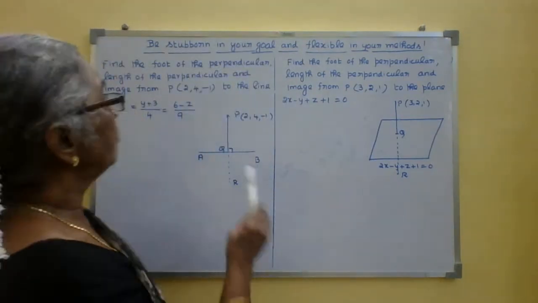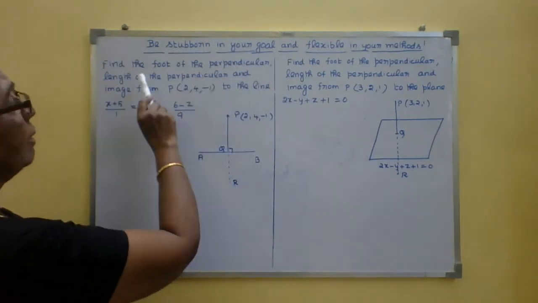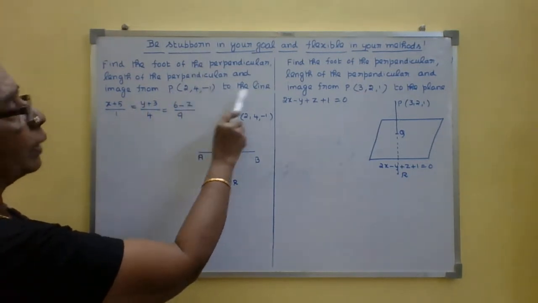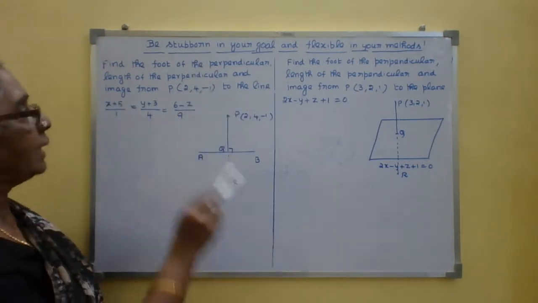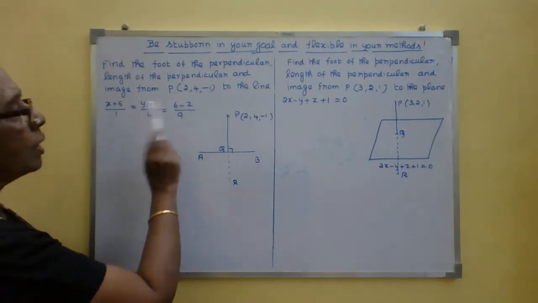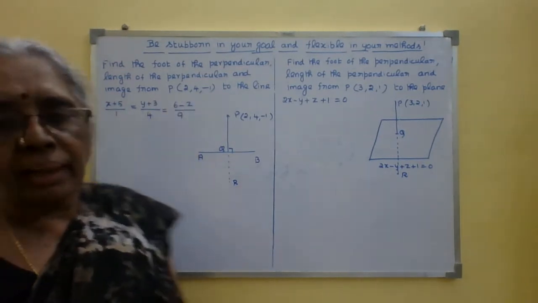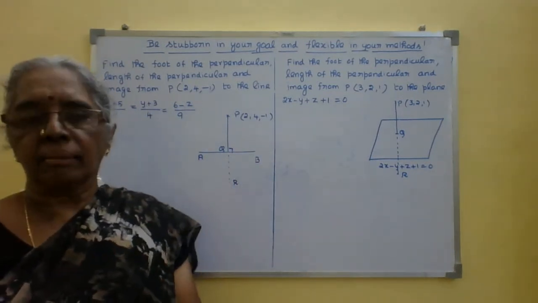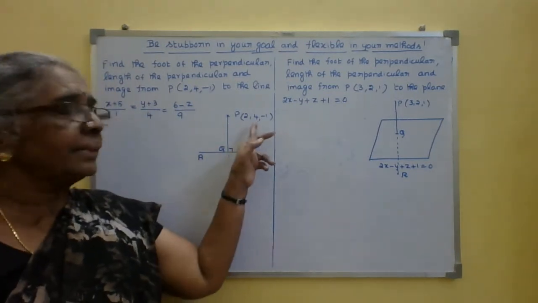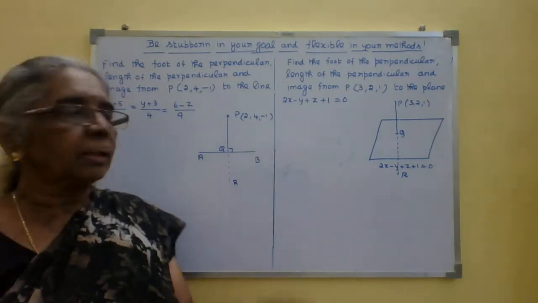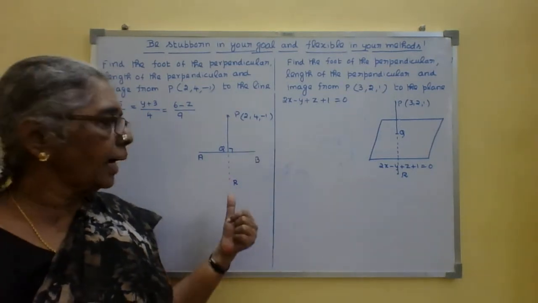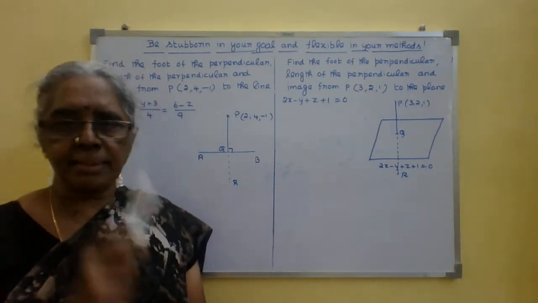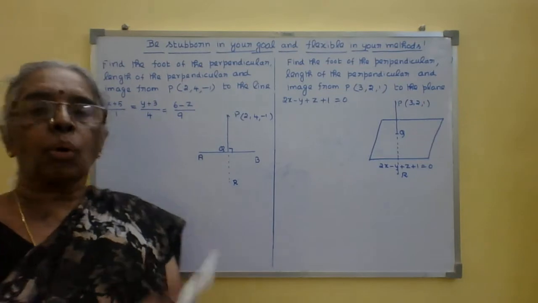Now look at the sum here. You have to find the foot of the perpendicular, length of the perpendicular and image from P(2, 4, -1) to the line (x + 5)/1 = (y + 3)/4 = (6 - z)/9. So here, see this figure. AB is the given line, the equation you know. P is the given point (2, 4, -1). Q is the foot of the perpendicular and R is the image. You are going to find Q, the distance PQ, and the coordinates of R.